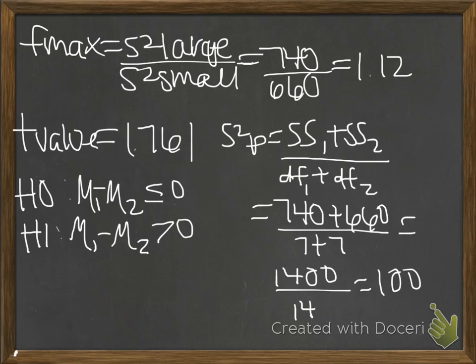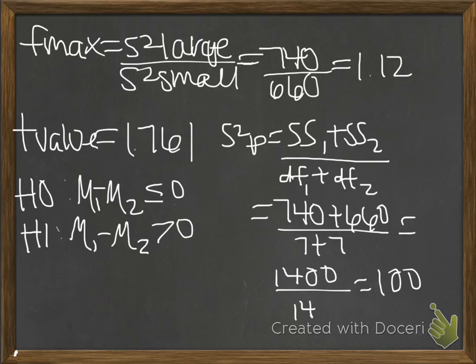the type B group. So the first thing we must do is the Fmax test, and the formula for the Fmax is the large variance divided by the small variance. So we get 740 divided by 660, and the 740 and 660 come from the sums of squares that were listed in the table provided in the problem. When you divide these two numbers, you get 1.12.